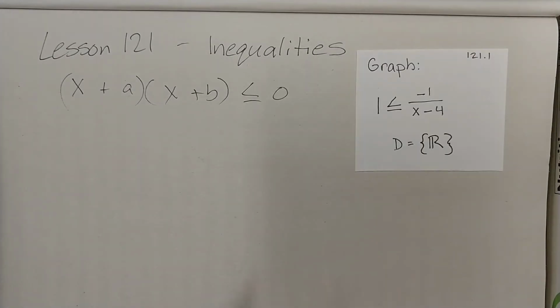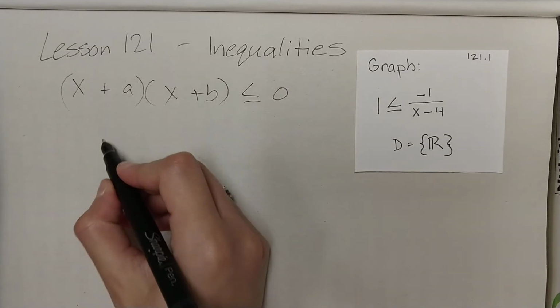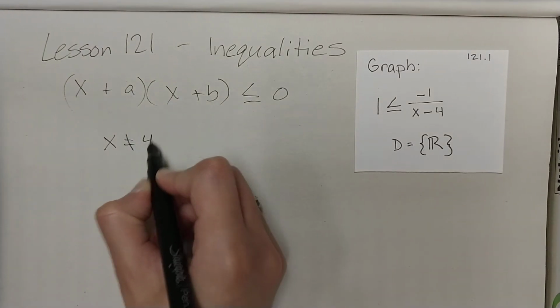All right, so let's go ahead and try one. We've got 1 is less than or equal to -1 over x minus 4. And the domain for this one is reals. Just off the bat, we know that the answer cannot be 4 because then the denominator would equal 0. So x cannot equal 4.